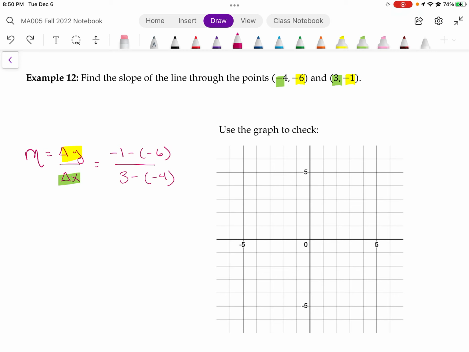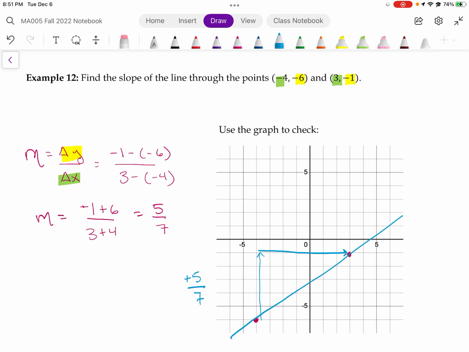All right, so let's continue on. We get m equals -1 plus 6 and 3 plus 4. Remember, minus a negative is a plus. So that's 5/7. All right, so let's try graphing these and see what we get. -4 and -6, and then 3 and -1. Ooh, pretty far apart again, so let's try this. So we're going to go 1, 2, 3, 4, 5. So I went up 5, and then I went 1, 2, 3, 4, 5, 6, 7 over 7. 5/7. All right, so our line would look like that.